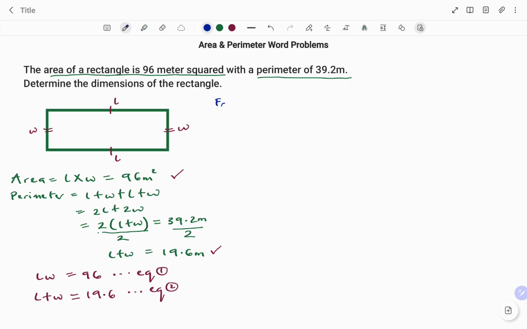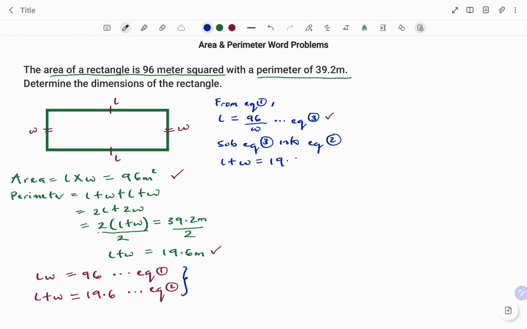From equation 1, I'm going to make my length the subject of formula. I have L equals 96 divided by the width. I will tag that my third equation. And using the substitution method to solve my simultaneous equation, I substitute equation 3 into the second equation. Remember, equation 3 is L equals 96 over W. So anywhere we find the length, we replace it with 96 over W. So I have L plus W equals 19.6.